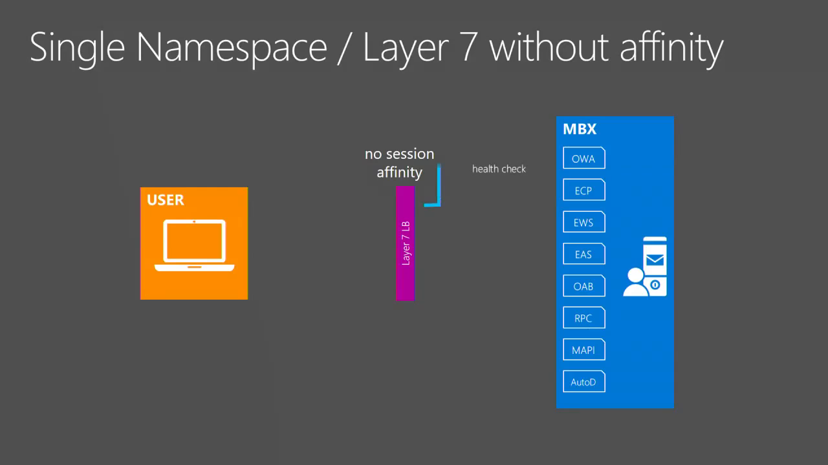So same thing. You're doing a health check, except now, because you're layer 7, it can understand things. In this case, the reason it can understand the virtual directories that we're trying to get to is that in this configuration, not only are you not using session affinity, but you're also terminating SSL at the load balancer so that the load balancer can unpackage and figure out where it's going to and direct the request appropriately. So here we've got a single namespace, layer 7 without affinity, SSL being terminated at the load balancer.